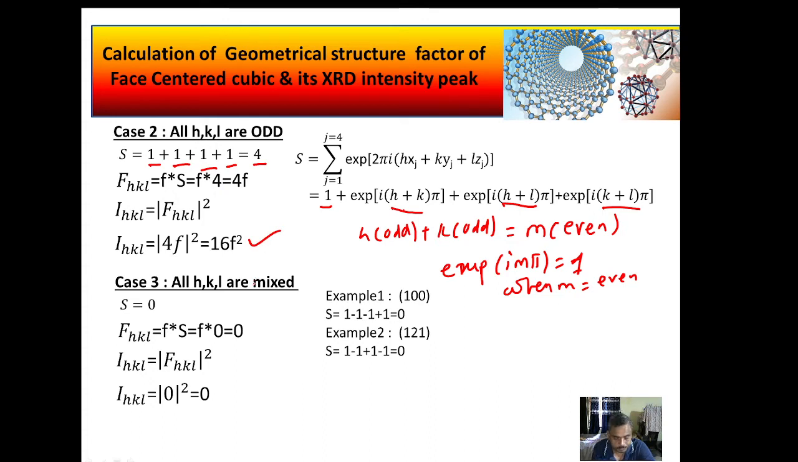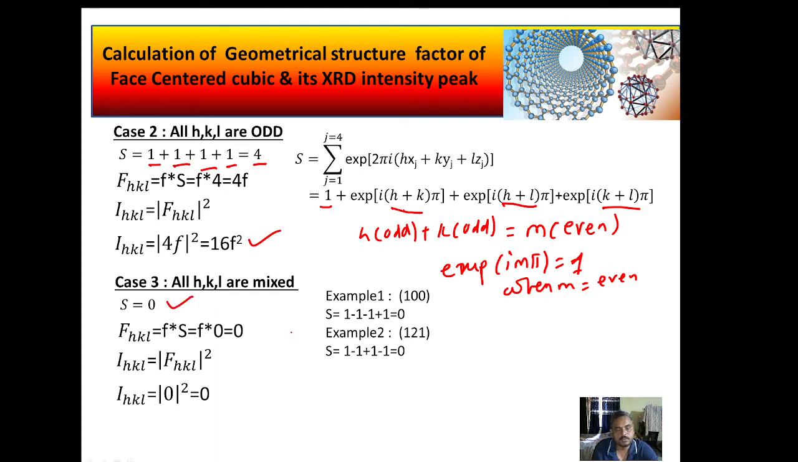So now you can see, for both case 1 and case 2, where H, K, L are all either even or all of them are odd, in both of the cases, we will have the XRD peaks. Okay. Now what will happen if we take the mixed numbers? That means they are not all odd and not all even, so they are mixed. Okay, in that case you can easily prove that S is equal to 0.